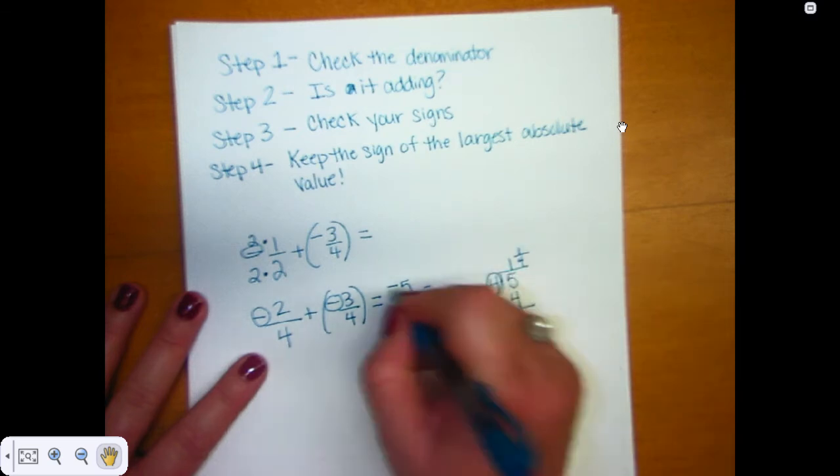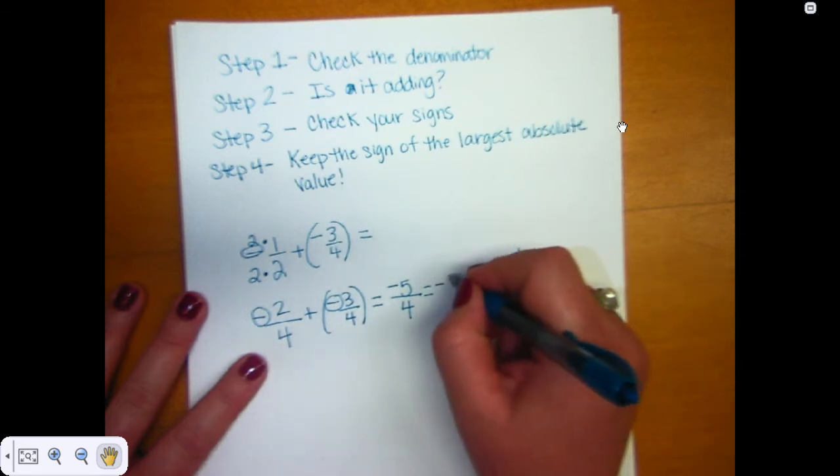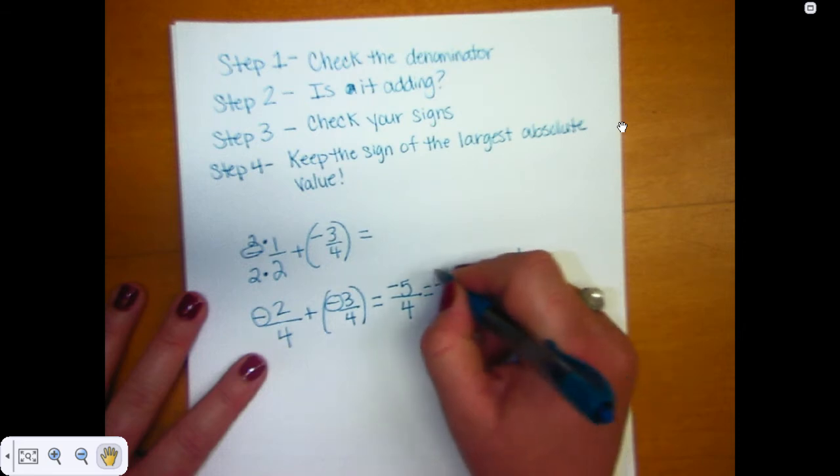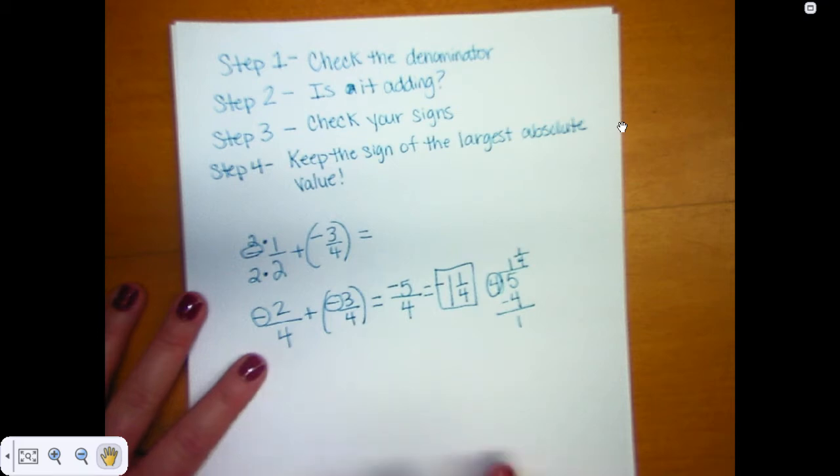So my answer is still negative. Don't forget to bring that sign. Negative 1 and 1/4. Negative 1 and 1/4 is my answer. Let's try another one.